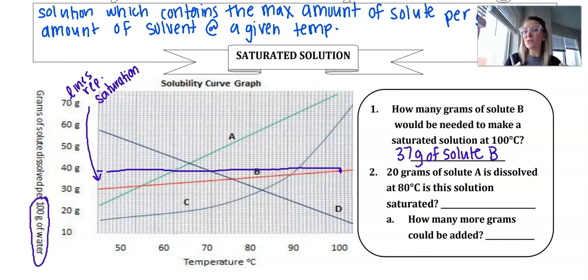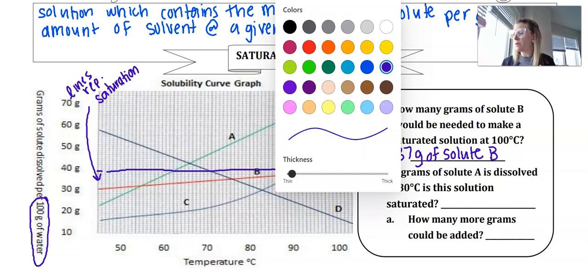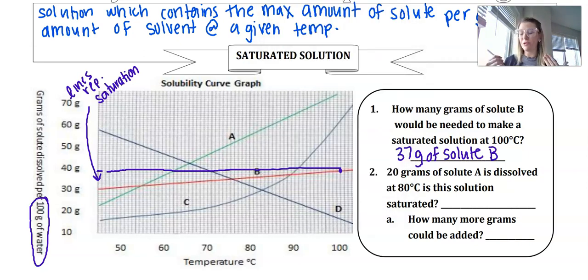Okay, now point 2. Instead of asking us how many grams we would be able to dissolve in order to make a saturated solution, they're telling us an amount of solute that's been added to the solution. So we have here 20 grams of solute A dissolved at 80 degrees Celsius. Great. So here's 80 degrees Celsius, here's 20 grams, here is where I'm currently at. That's what I've added.